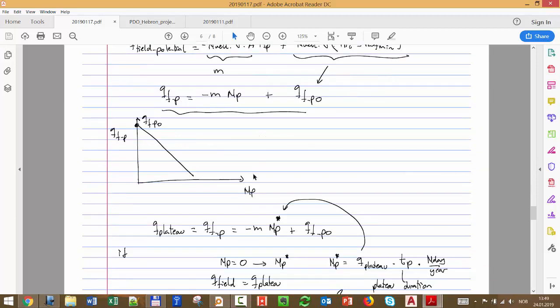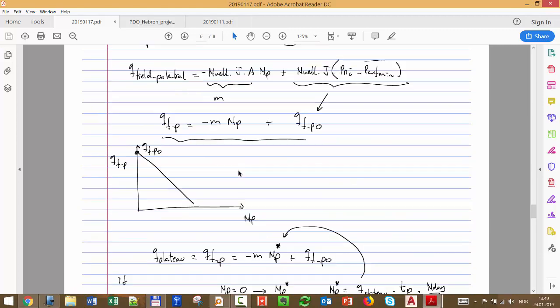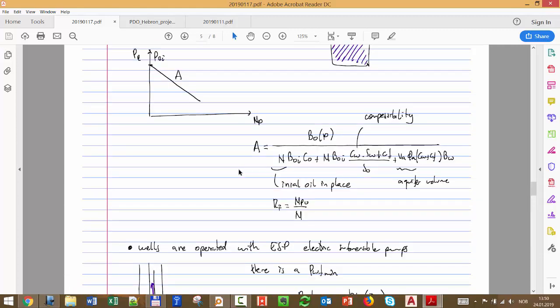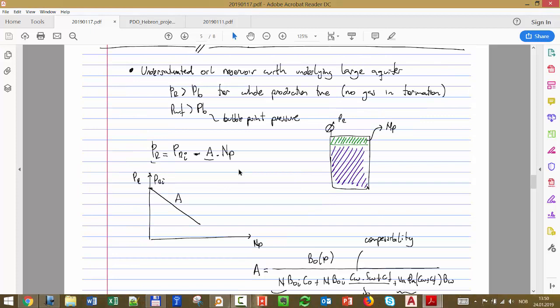And we said if you are operating at plateau rate, first we make some assumptions, right? We assume it's an undersaturated oil reservoir. We took almost the simplest case that we could find. We have a very strong aquifer supporting pressure. Then we said we can express reservoir pressure as a function of initial reservoir pressure minus a constant times the cumulative production, how much I produce from the field.